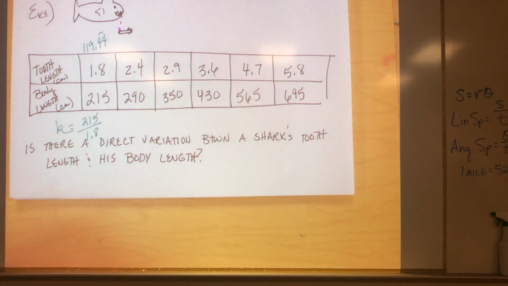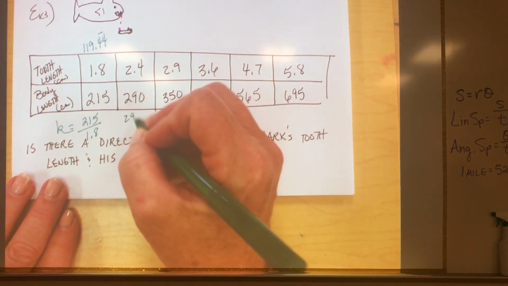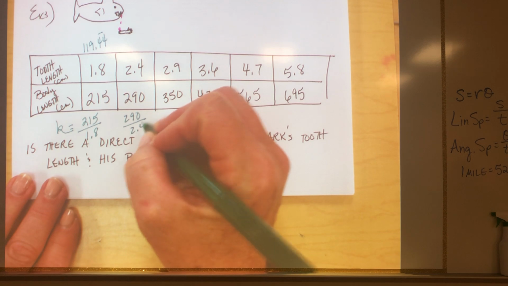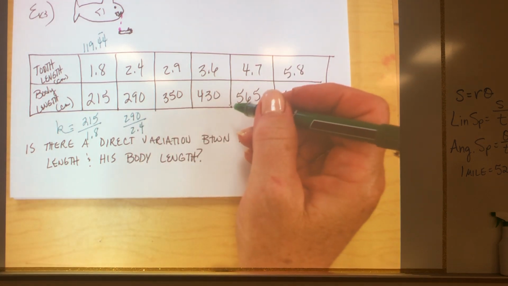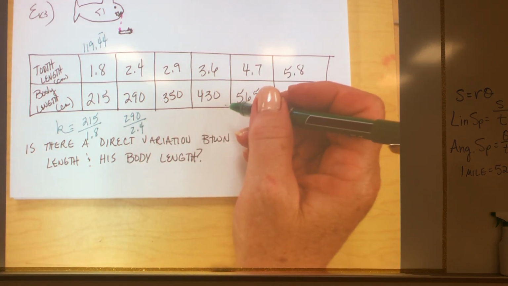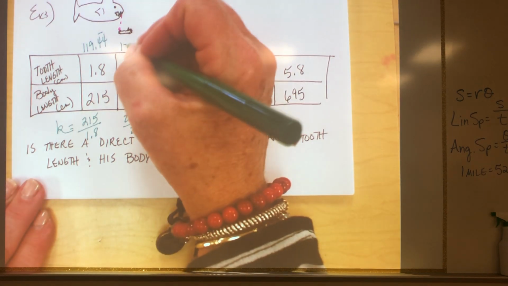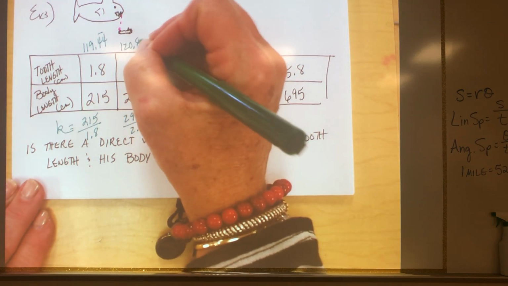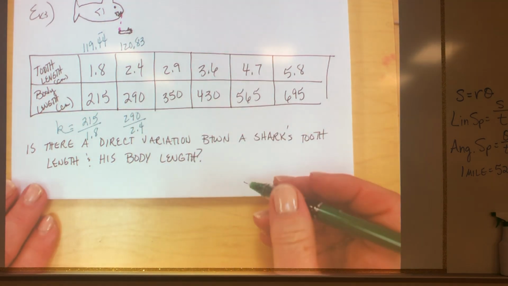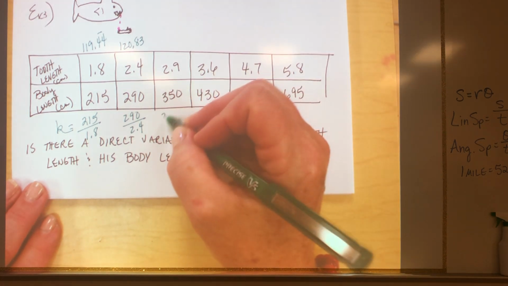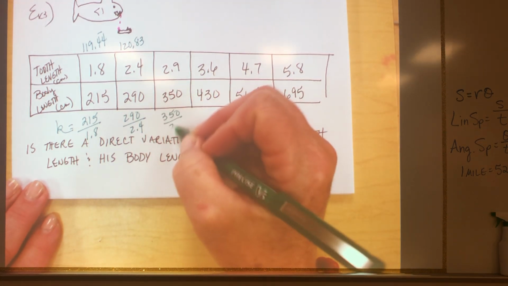Somebody else do the next one. 290 over 2.4 is 120.83. Okay. Somebody do the next one. 350 over 2.9.